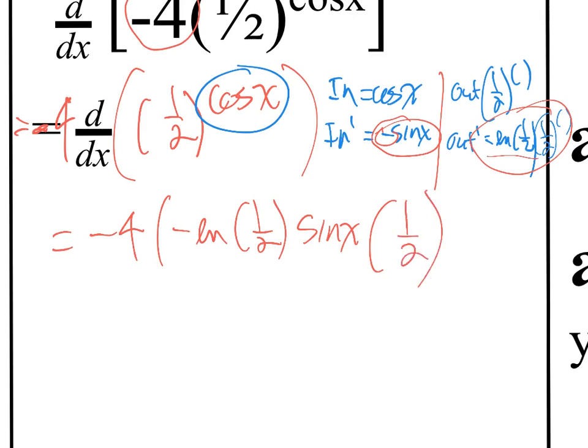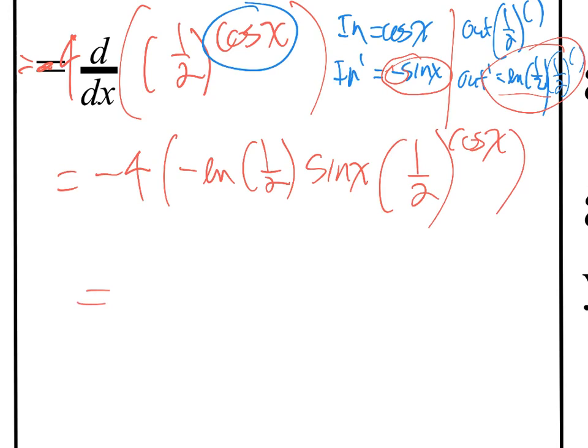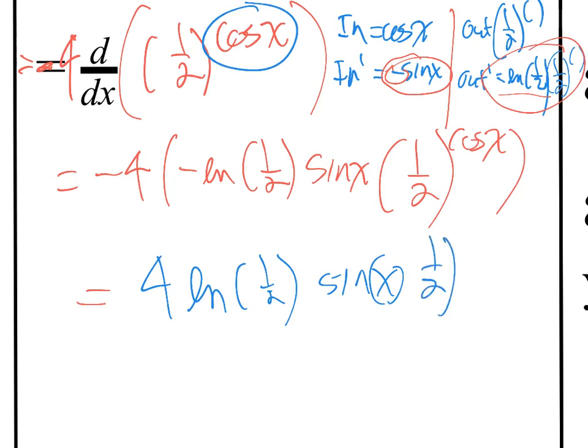And what was in the original bracket? Cos x. So when I simplify that, I've got a negative times a negative. So that's going to become 4 ln 1/2 sine x times 1/2 to the cos x. Okay, so that's the derivative with the chain rule.